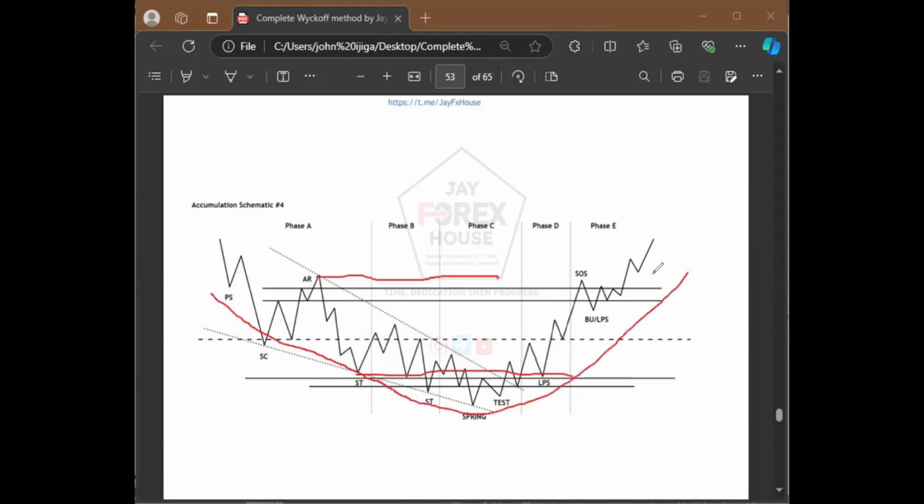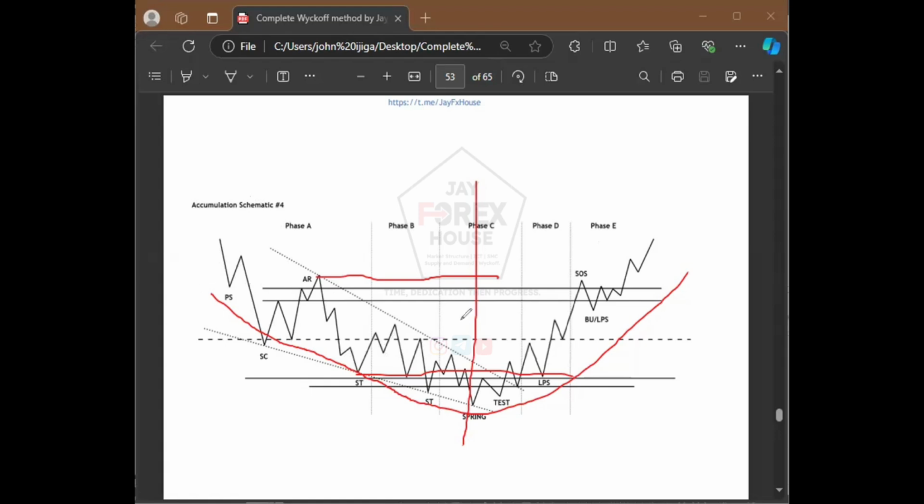So the switch from bullish to bearish or from bearish to bullish happens at phase C. From bullish to bearish would be on a distribution. So this is an accumulation that happens at the discount of a trend. So this is a bearish to bullish. So this is an accumulation.